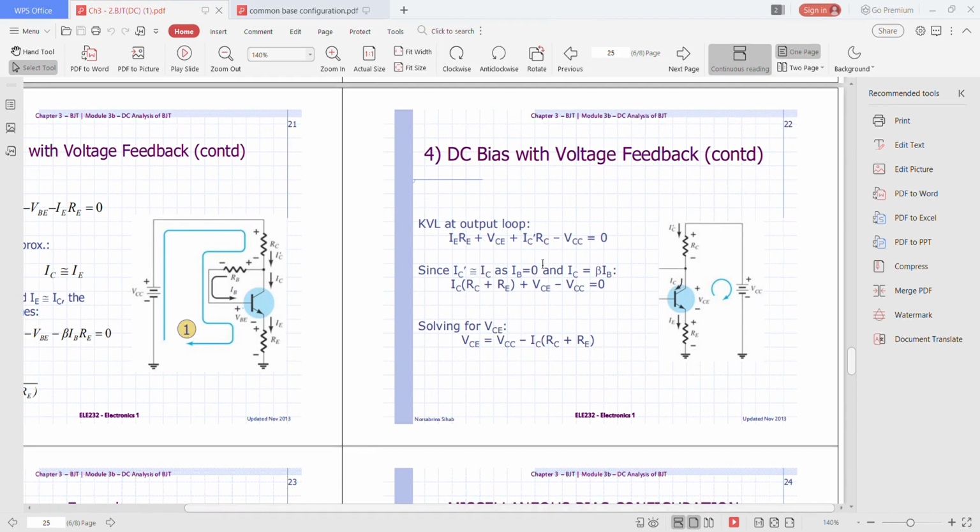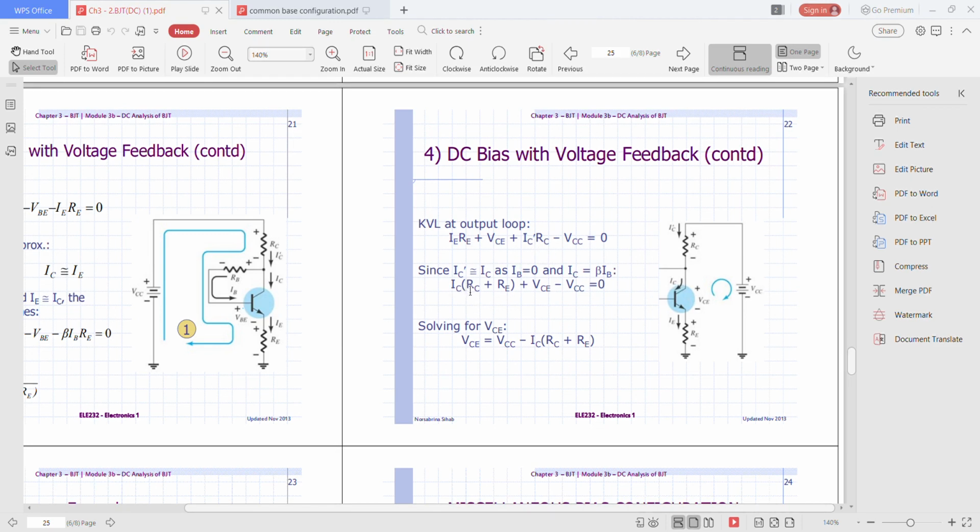This is the output loop. From the output loop, the equation that you can get is minus VCC plus I'C RC plus VCE plus IE RE equals 0. Remember that this is actually I'C, but I'C is approximately IC, so you just need to substitute IC into the equation.